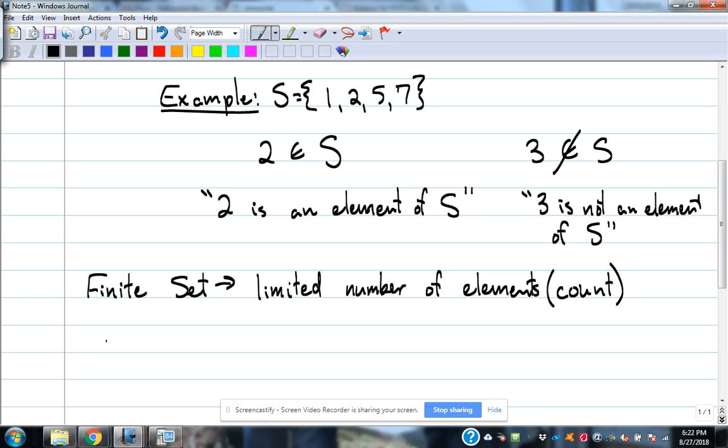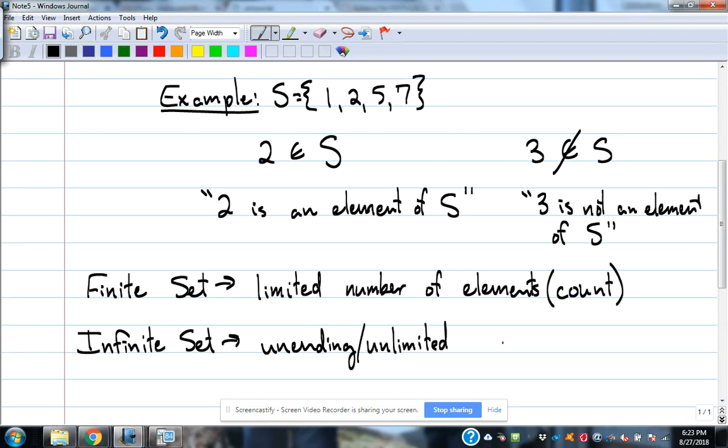Well, what's the opposite of finite? Infinite. An infinite set is unending, because that's what infinity is. Unending, unlimited number of elements. An example of an infinite set would be something like all the multiples of 3. That's an unlimited set because you could always find the next one by just multiplying the next number by 3.